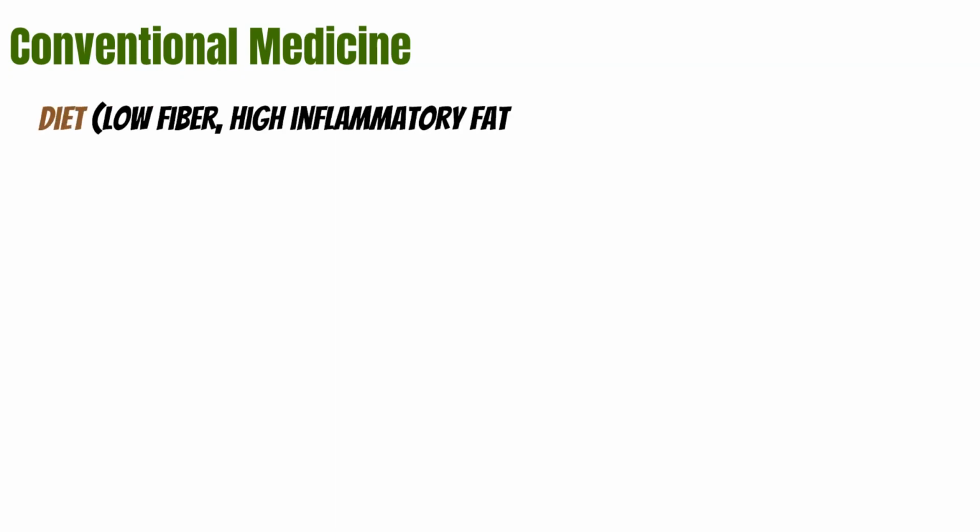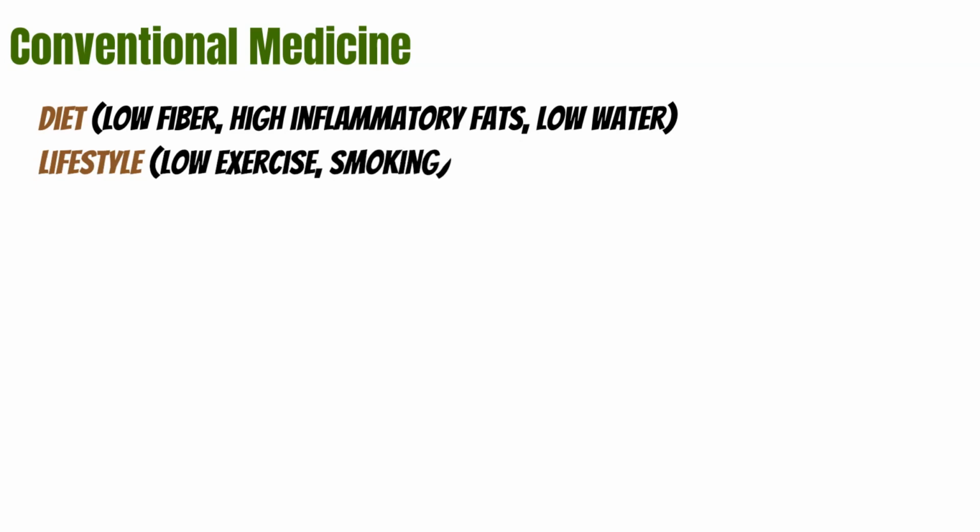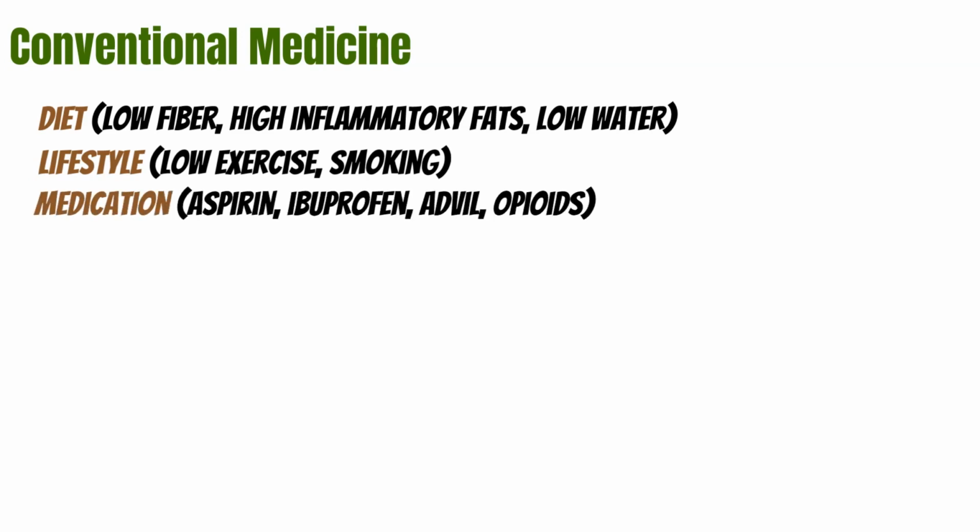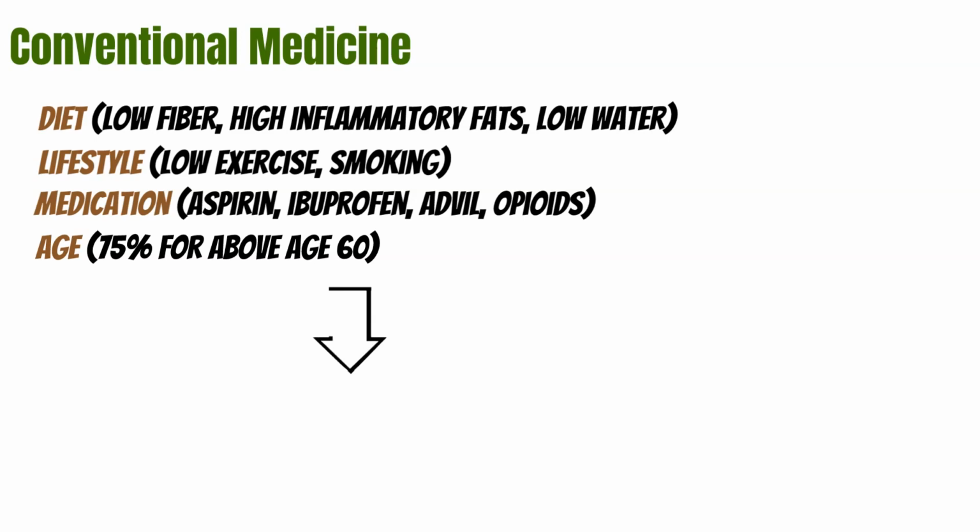So we have eating a diet that is high in inflammatory fats, low in water, low in fiber. So all these red flags when it comes to the development of diverticular disease. We have lifestyle factors. So low exercise, smoking, all these things are risk factors and provoke it. Medication. So we're talking about aspirin, your Advils, your ibuprofens, your opioids, constipators, all these things that tackle it. Then we have age. So 75% of people above the age of 60 are going to have diverticular disease. It's a striking similarity throughout the Western world. So diet causes these things, and with age, they come along. Medication, lifestyle, and all these things.